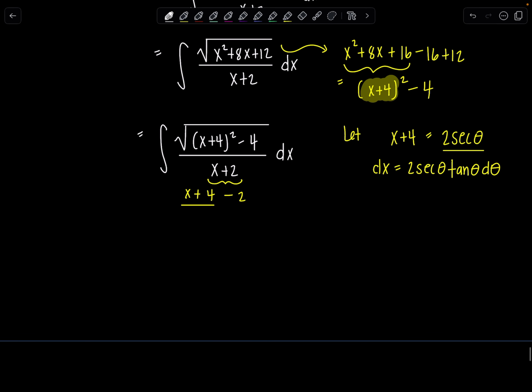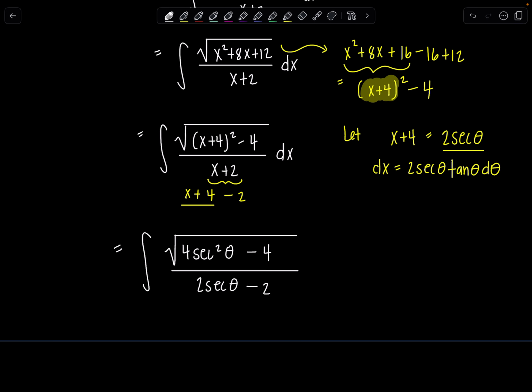Let's rewrite the whole integral in terms of theta. So in the numerator, we've got the square root. Instead of x plus 4 squared, I have 2 secant theta squared. So it's going to become 4 secant squared theta minus 4 over, and then remember my denominator is x plus 4, which is 2 secant theta minus 2. And then dx is 2 secant theta tan theta d theta. Beautiful. How are you doing?